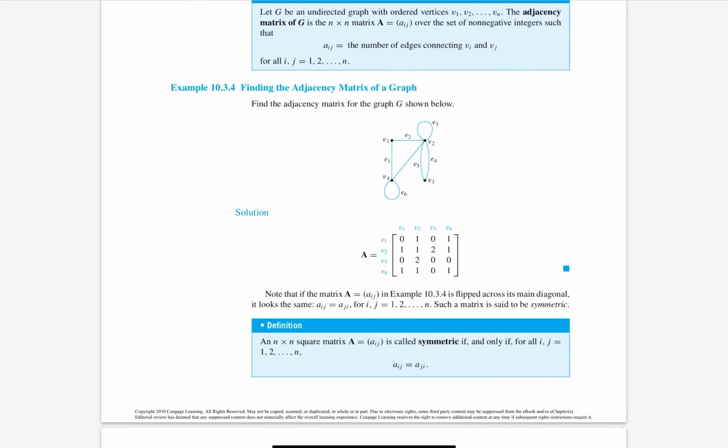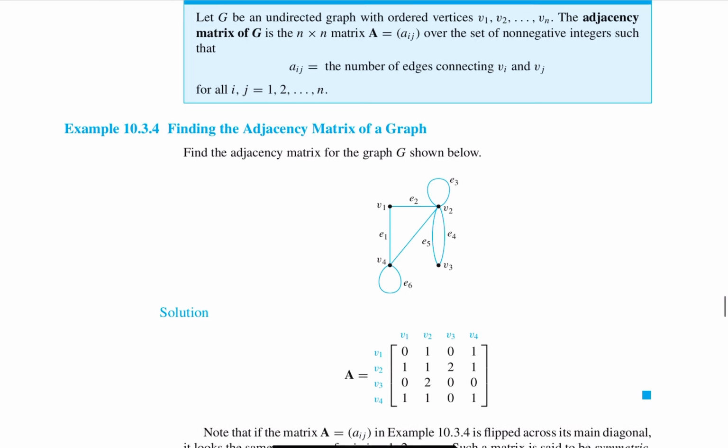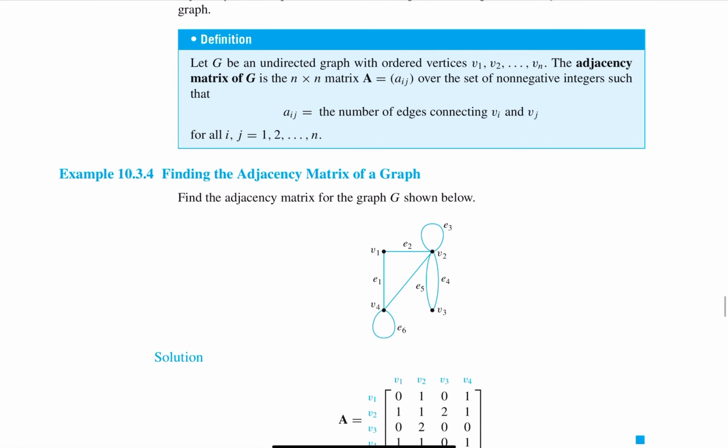The undirected graph now. I think the next one is the undirected graph. You also have to take into consideration the undirected graph. Those are very important things you should know. Undirected and directed graphs, there is a huge difference between them.